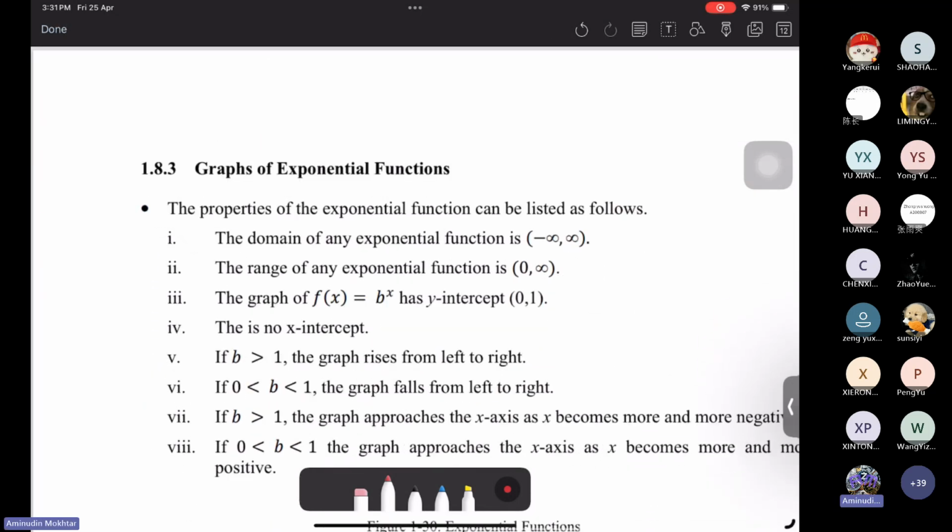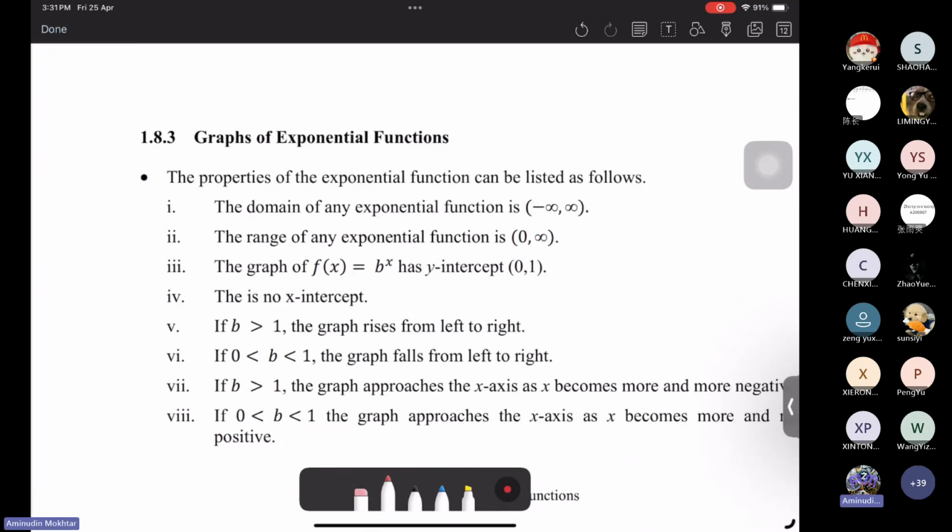Okay, that's it for the introduction to the graph of the exponential function. For the graph of the exponential function, there are some properties here. I will explain the properties of the graph. The properties of the exponential function can be listed as follows. There are a few characteristics of exponents. The first one is the domain. The domain is the value of x in the exponential function.